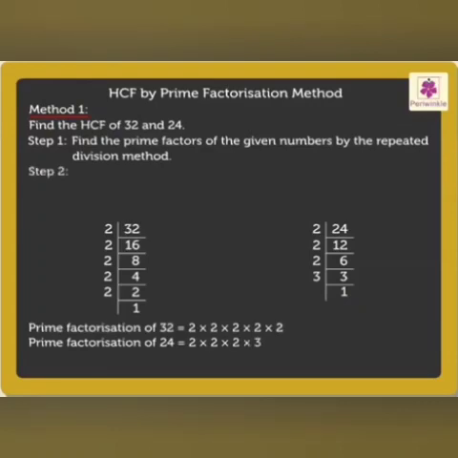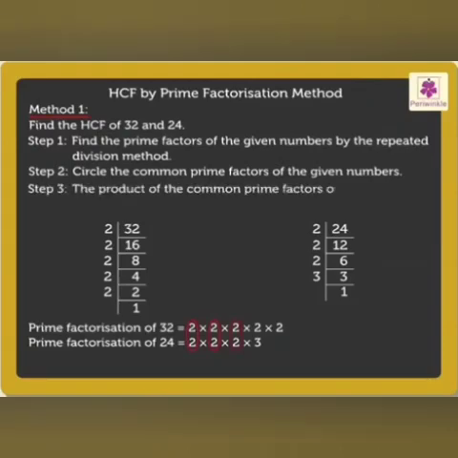Step 2. Circle the common prime factors of the given numbers. Here, the common factors are 2, 2 and 2. Step 3. The product of the common prime factors of the numbers gives the HCF. Thus, the HCF of 32 and 24 is equal to 2 into 2 into 2 is equal to 8.